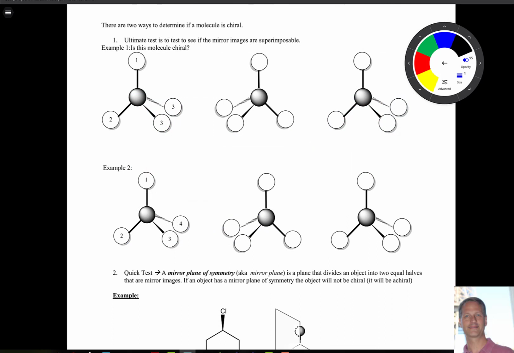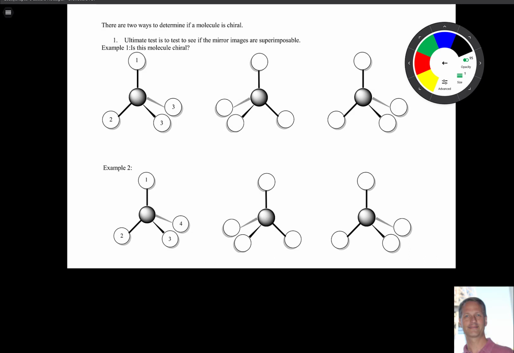Now, there are two ways to determine if a molecule is chiral. The ultimate test is to see if the mirror images are superimposable. So let's test and see this. Here we have a molecule, and I've just numbered these things 1, 2, and 3. We're going to label this one down here green, and that's our number 2. And then these here, I'll just highlight as red. Those are our number 3s. Now we're going to construct a mirror right here.